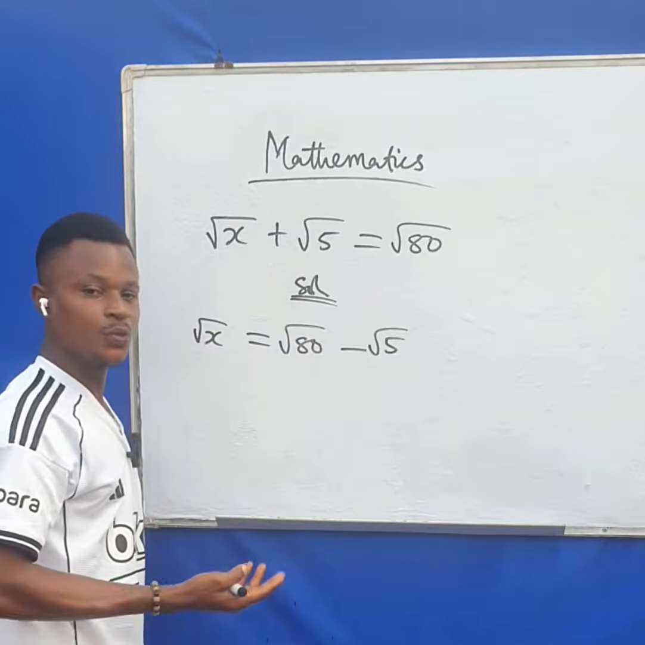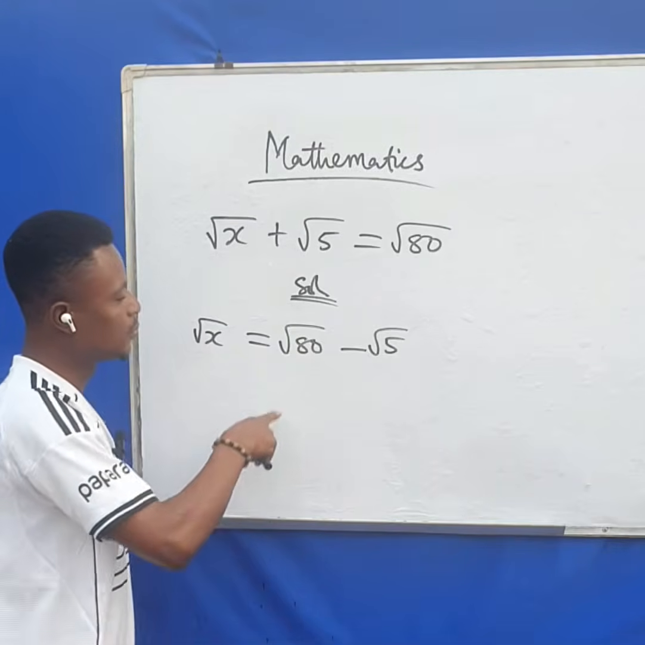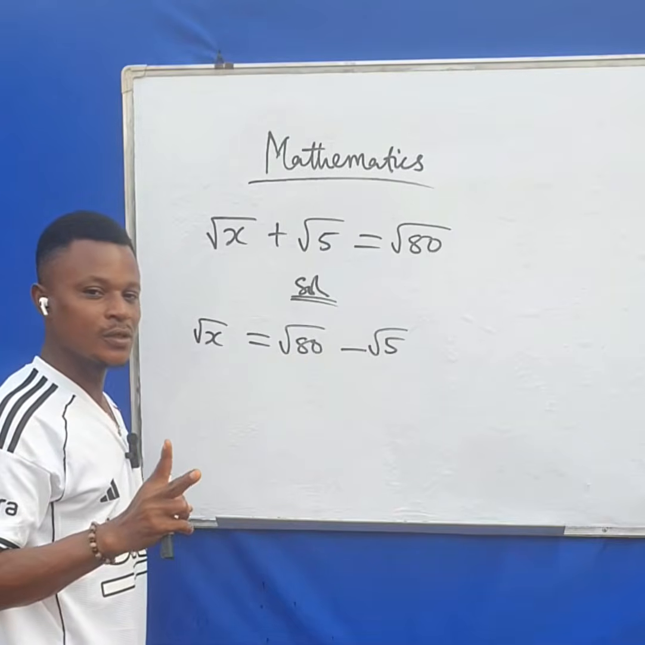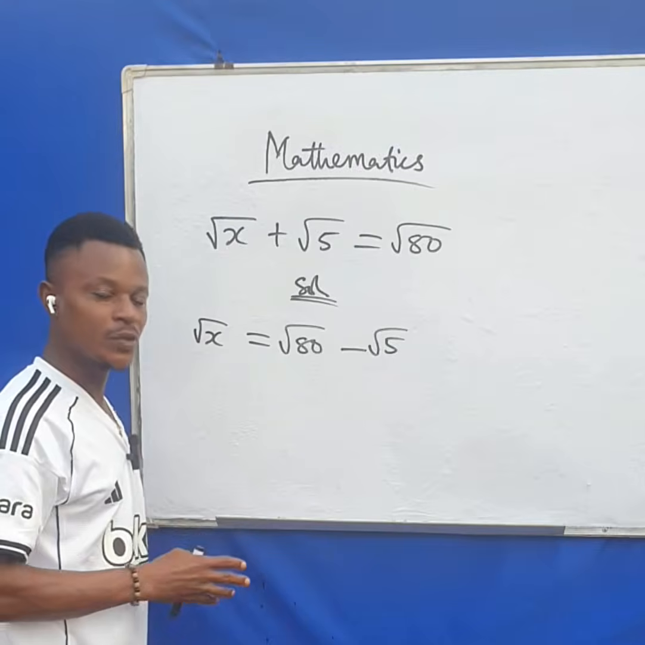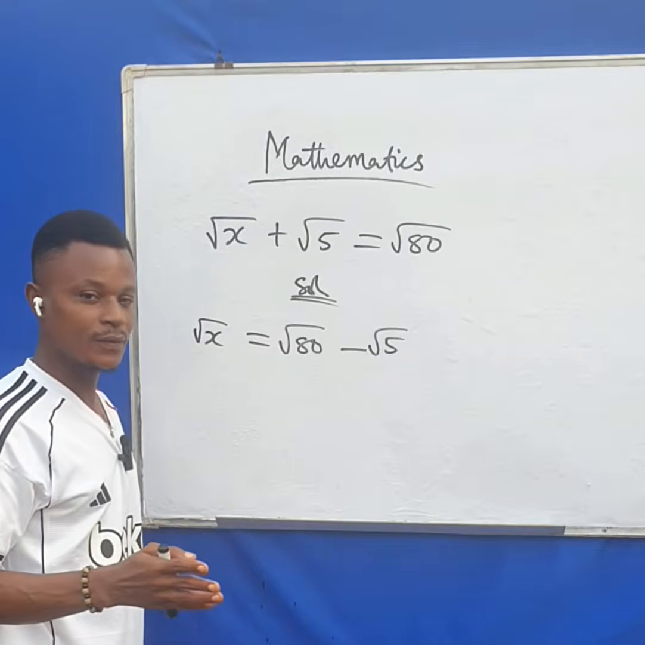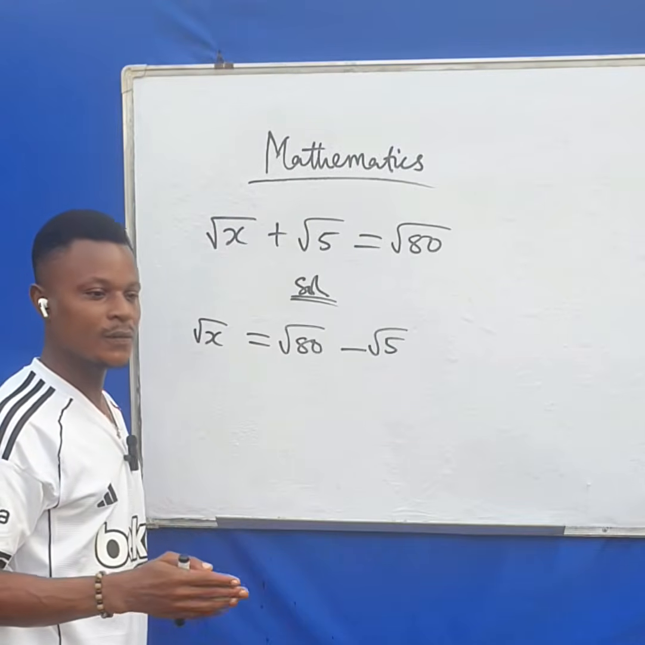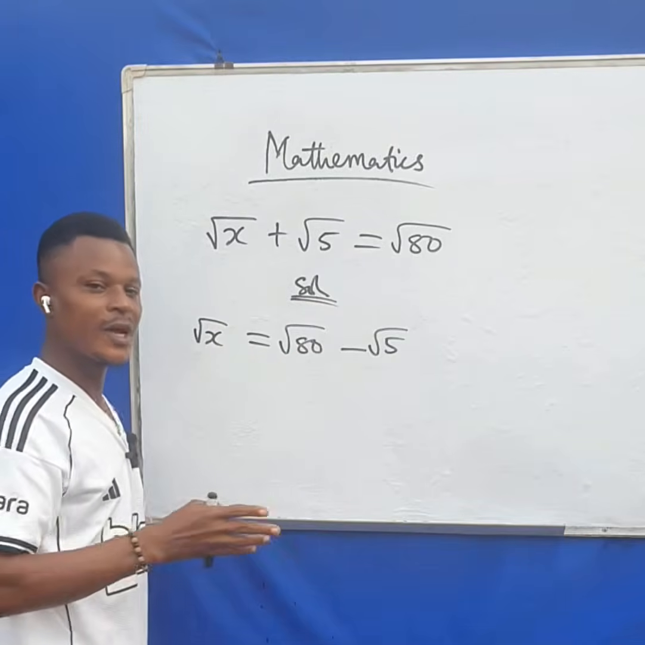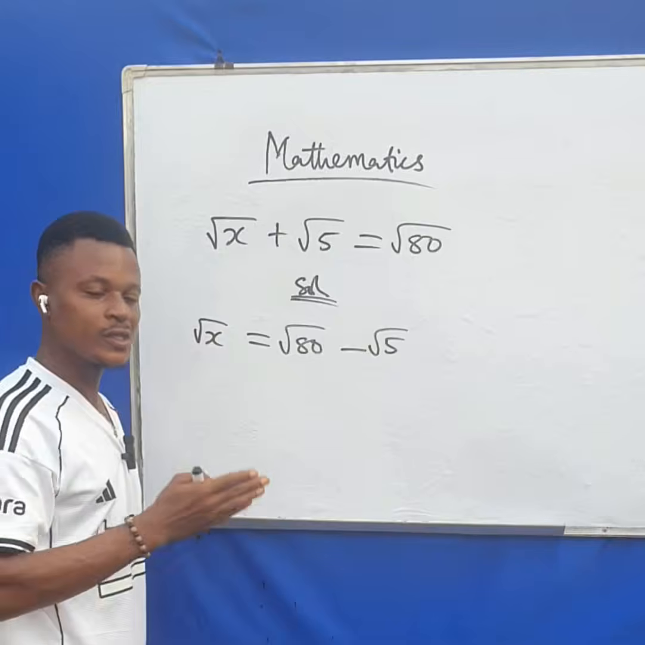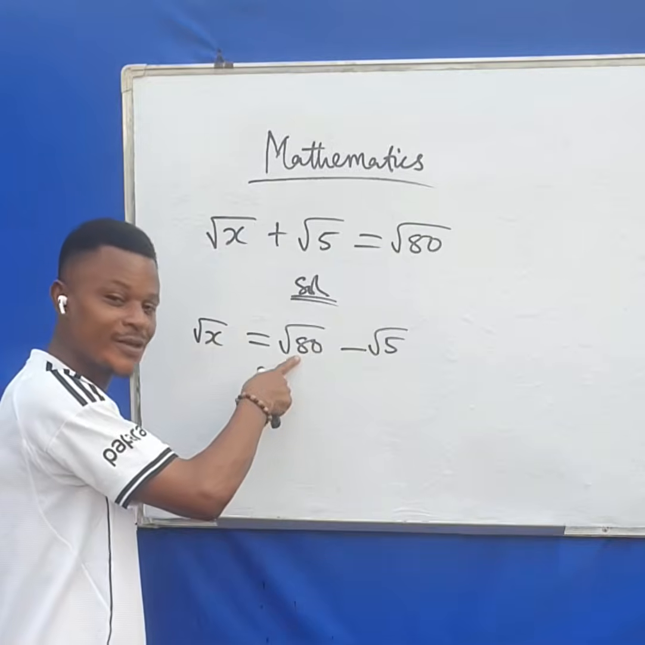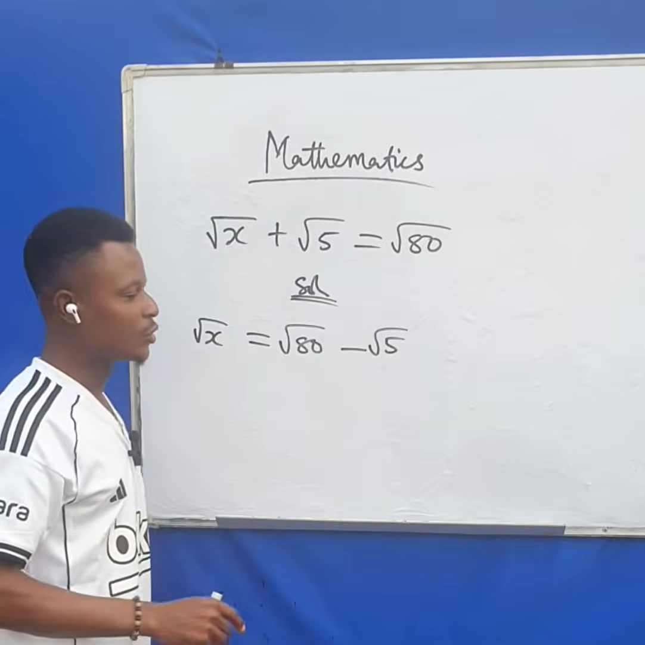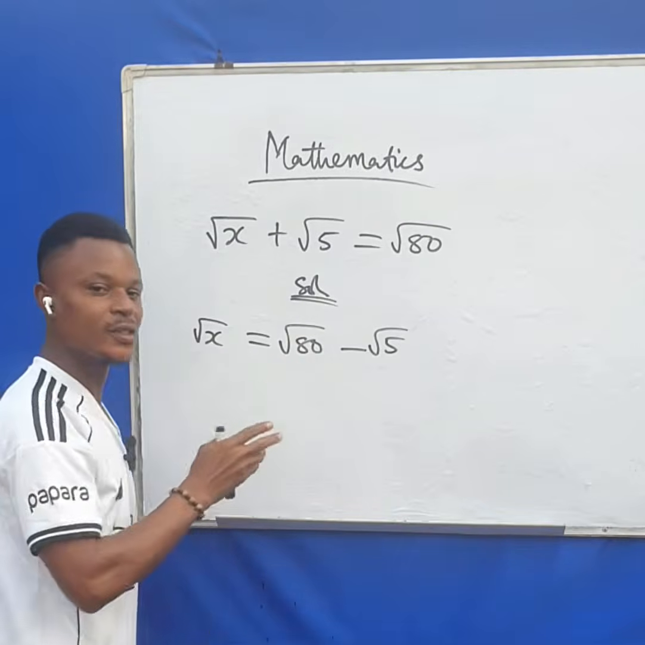Now the question is, how do we do that? This 80 has to be broken down into two numbers such that one of them will be a perfect square and the other one will be a non-perfect square. Understand? The two numbers that can work here are 16 and 5. Why? Because 16 times 5 will give us this 80. 16 is a perfect square, 5 is a non-perfect square. So we are going to replace this 80 with 16 times 5.